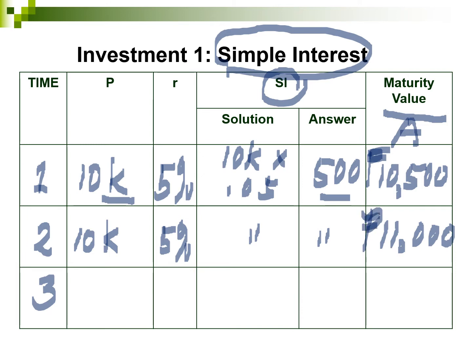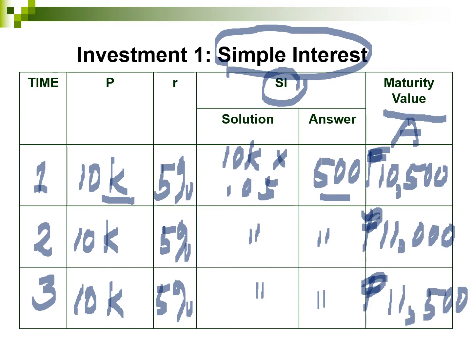Now, on the third year, it's the same principal that we have to use here. It's the same interest, so the same solution, the same interest after 3 years, 500 again. So simply add 500 to 11,000. Then after 3 years, the amount of your money will be 11,500. So looking at this, there is also common difference or common interval.